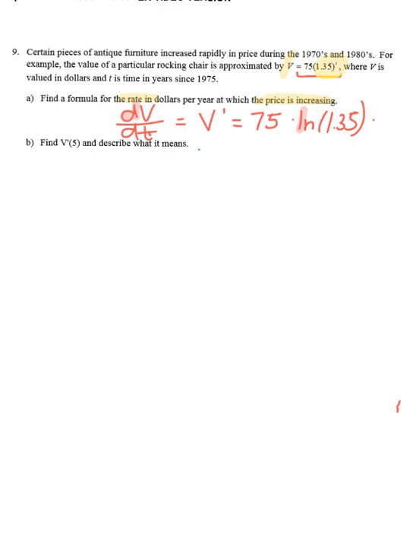I ran out of room, so I'm just going to write it below. So our derivative, V prime, would equal 75 times the natural log of 1.35 times the original function, which is 1.35 to the t.